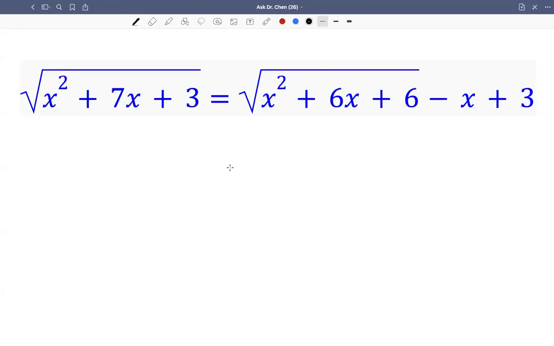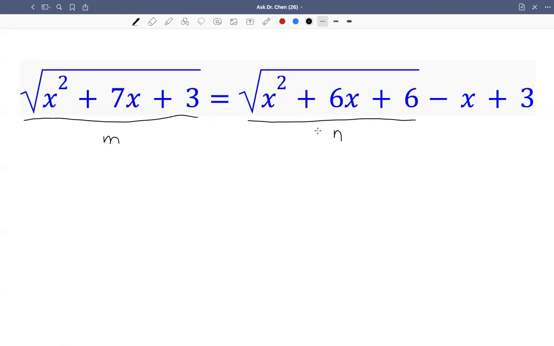Let's see this question. Looks complicated. So usually for a question like this, we would like to use a substitution. So let's call this term m. You can call any letter you want. Let's call this n.